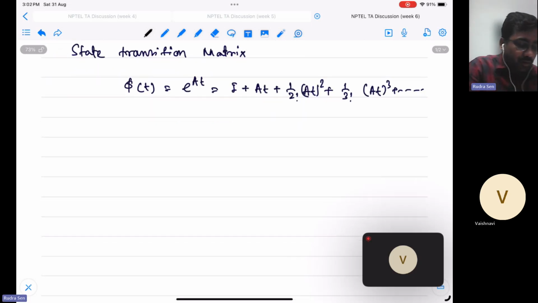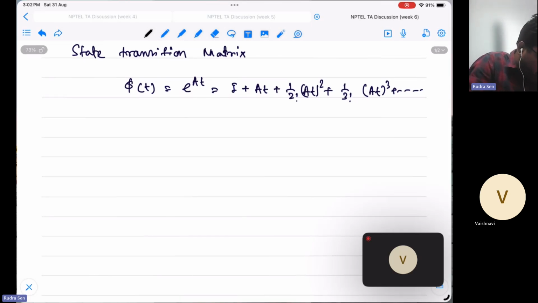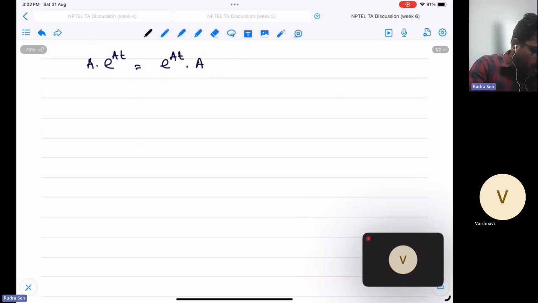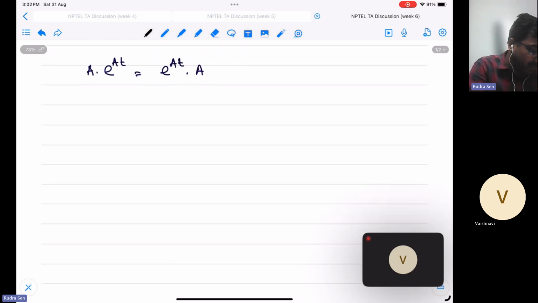Now we know that we can find the state transition matrix using the diagonalization process. In the previous class, we studied diagonalization and a few properties of the state transition matrix. One of the properties is that A multiplied with e to the power At is equal to e to the power At multiplied with A. That means these two matrices, A and e to the power At, commute with each other. We have shown in previous classes how this happens.